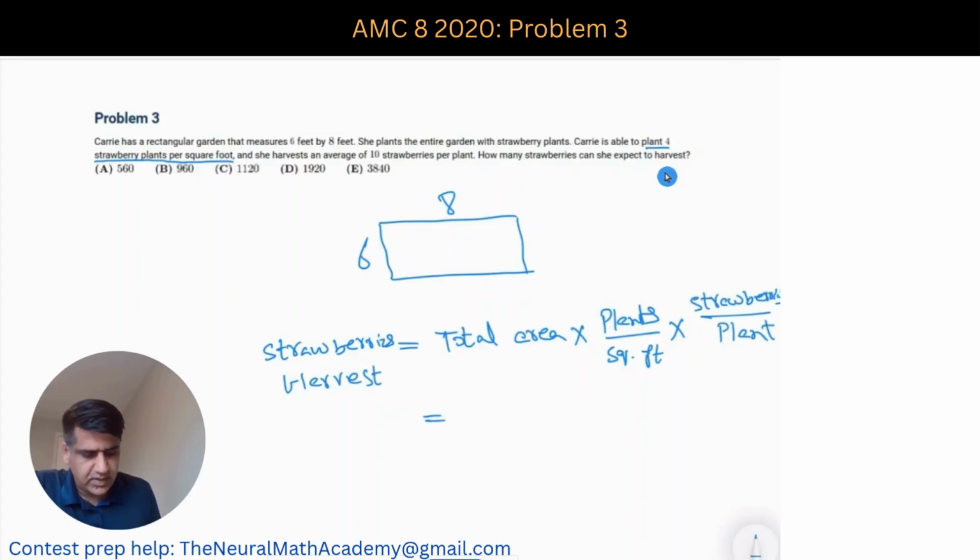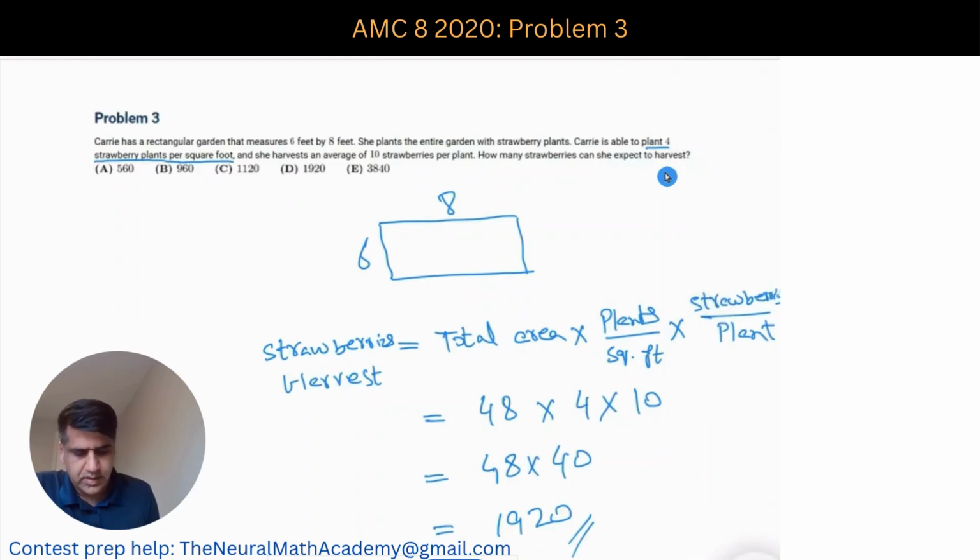Now the total area is 48, and we have 4 plants per square foot, and then there are 10 strawberries per plant. So if we multiply, we will get 48 multiplied by 40, and if we solve this, we will then get 1920. So the answer is D for this problem.